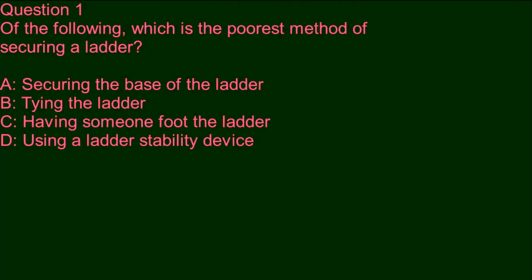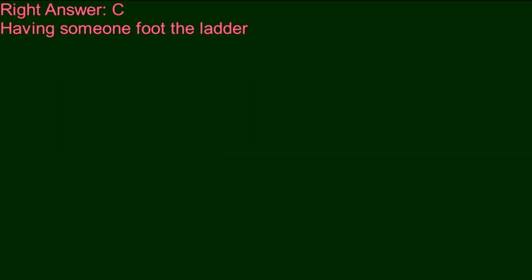Question 1. Of the following, which is the poorest method of securing a ladder? A. Securing the base of the ladder. B. Tying the ladder. C. Having someone foot the ladder. D. Using a ladder stability device. Right answer, C. Having someone foot the ladder.